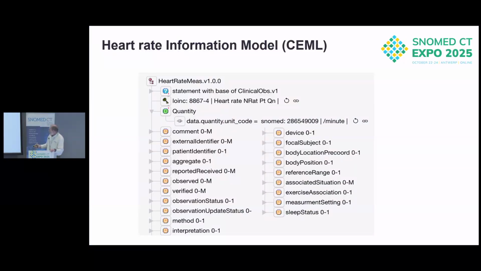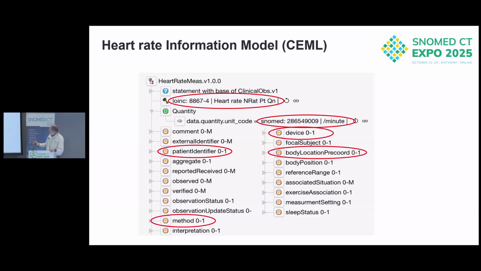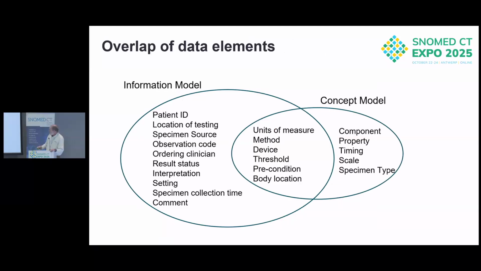So this is just an example of an actual information model for heart rate. There's the very generic code for heart rate. You've got actually using SNOMED for the units of measure there. We've got the patient identifier, we've got the method that was used, we've got the device, we've got the body location, body position, the exercise association, all of that sort of stuff.